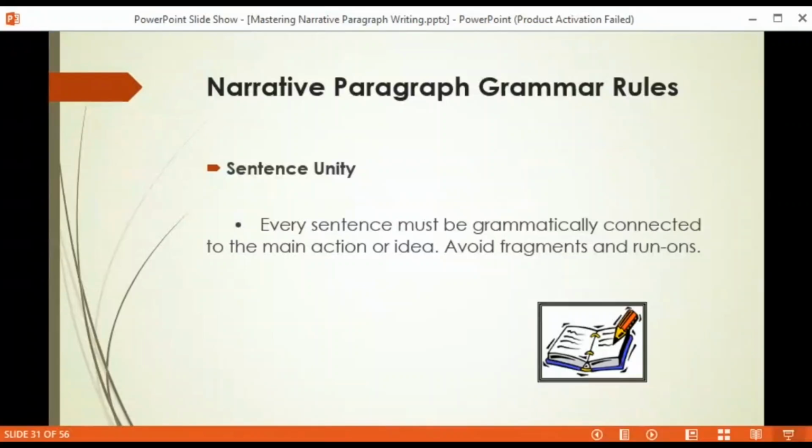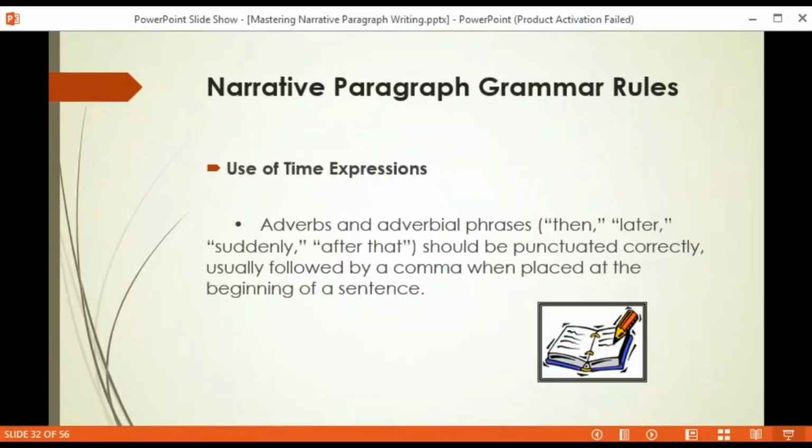Sentence unity. Every sentence must be grammatically connected to the main action or idea. That means all the supporting sentences in the paragraph should be linked directly to the topic sentence. Avoid fragments and run-ons. Next, please. Use of time expressions. Adverbs and adverbial phrases like then, later, suddenly, after that should be punctuated correctly, usually followed by a comma when placed at the beginning of a sentence. Next slide.